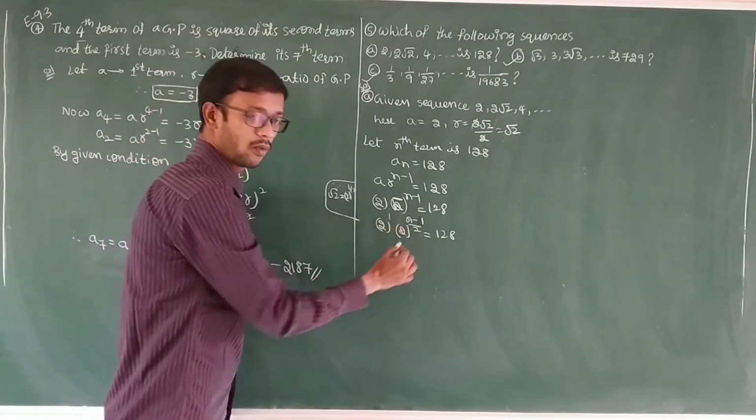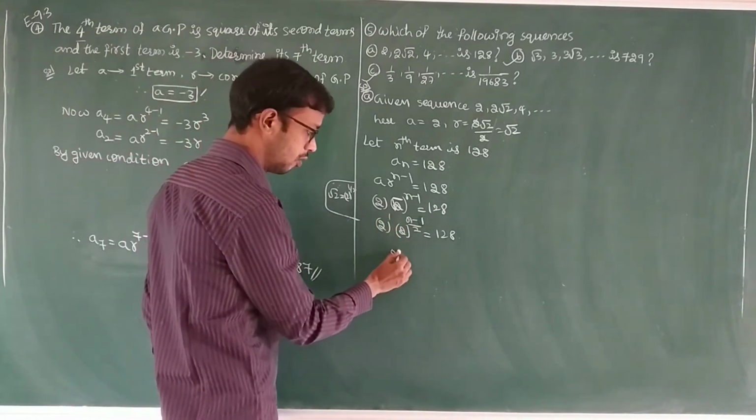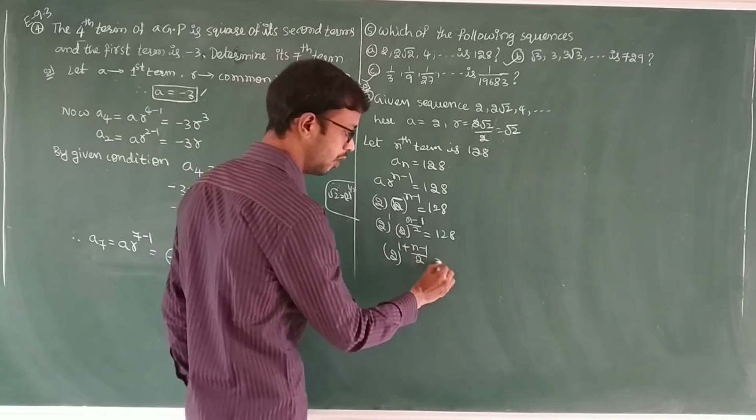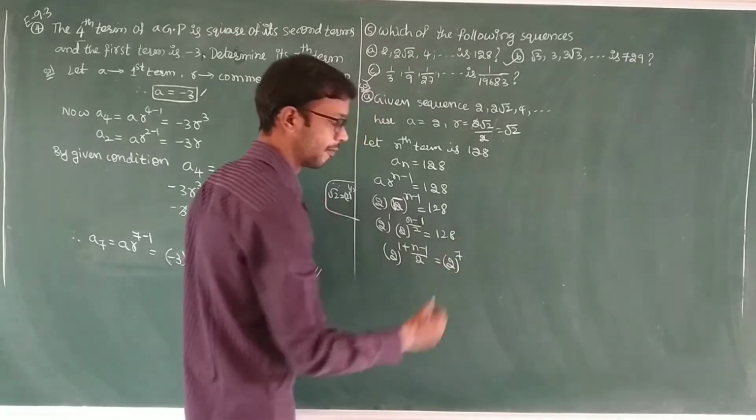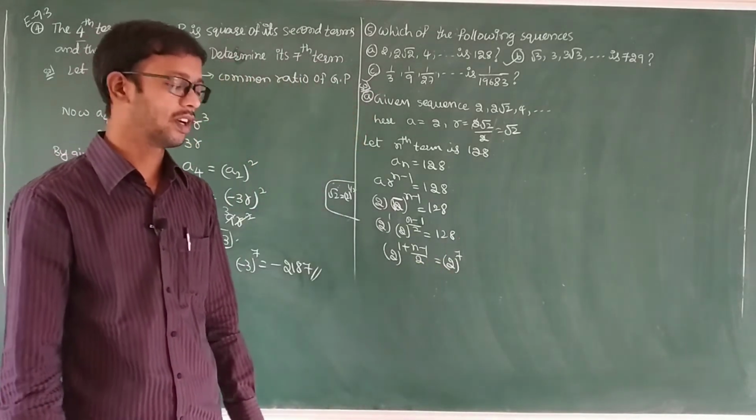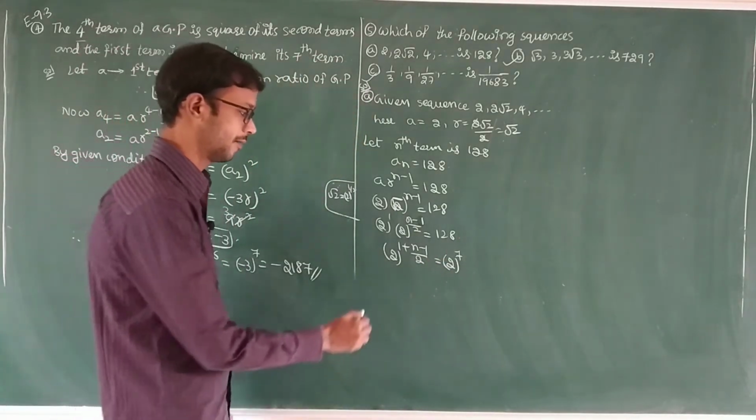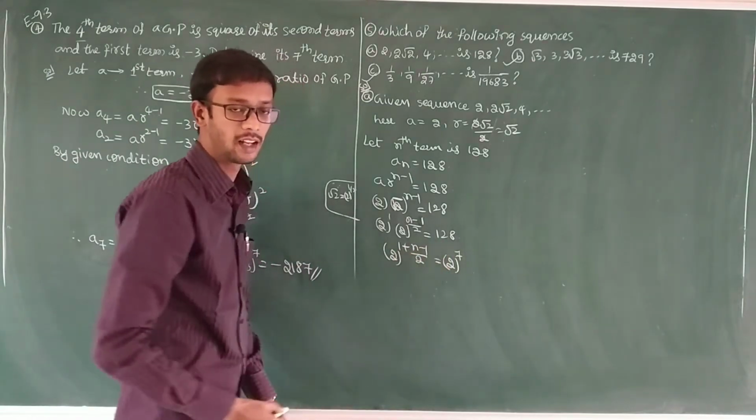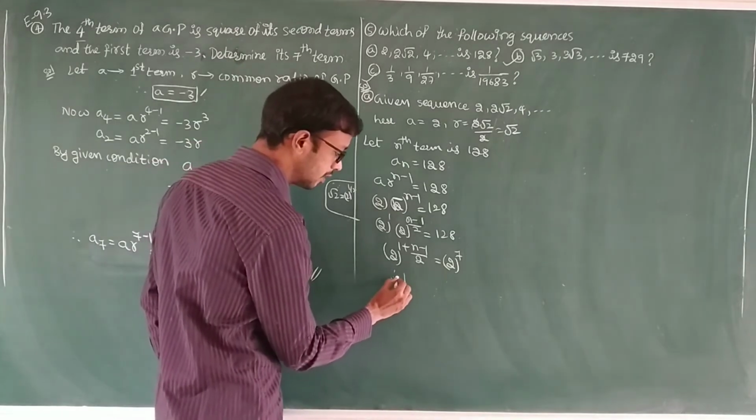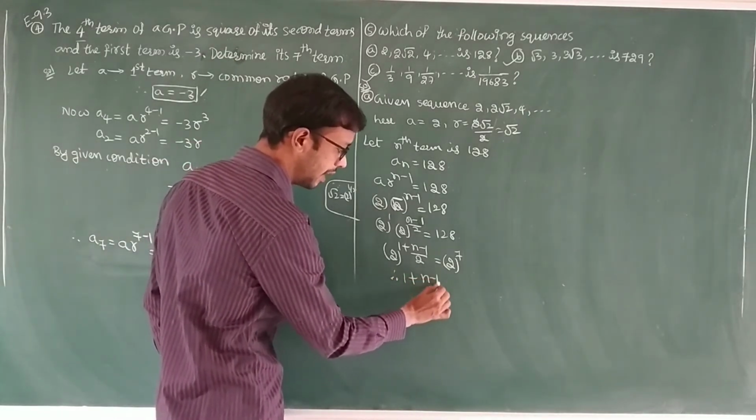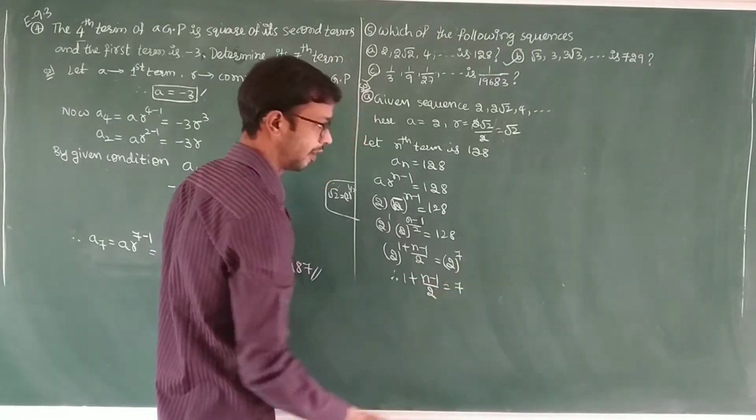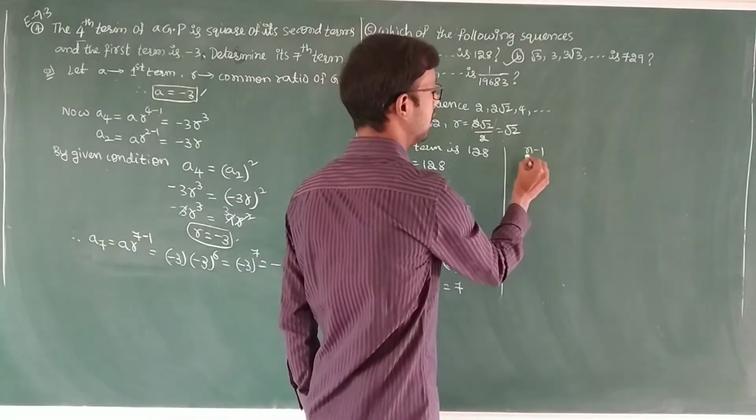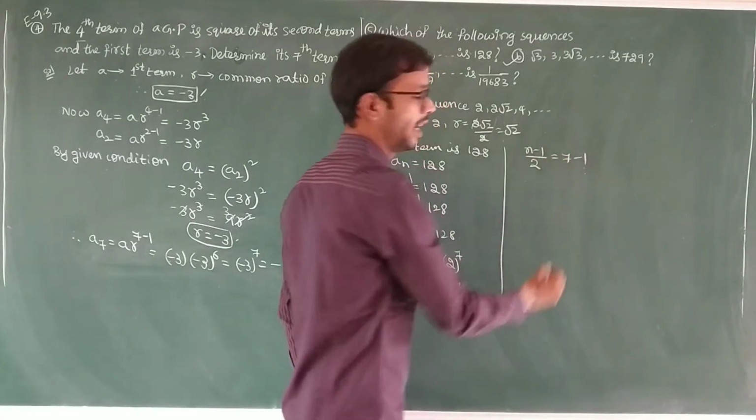Bases are equal, so powers should be added. 2 power 1 plus (n minus 1) by 2 is equal to 2 power 7. This is the 2 power 7 value. Bases are equal means powers are also equal here. 1 plus (n minus 1) by 2 is equal to 7. Now simplify this one.